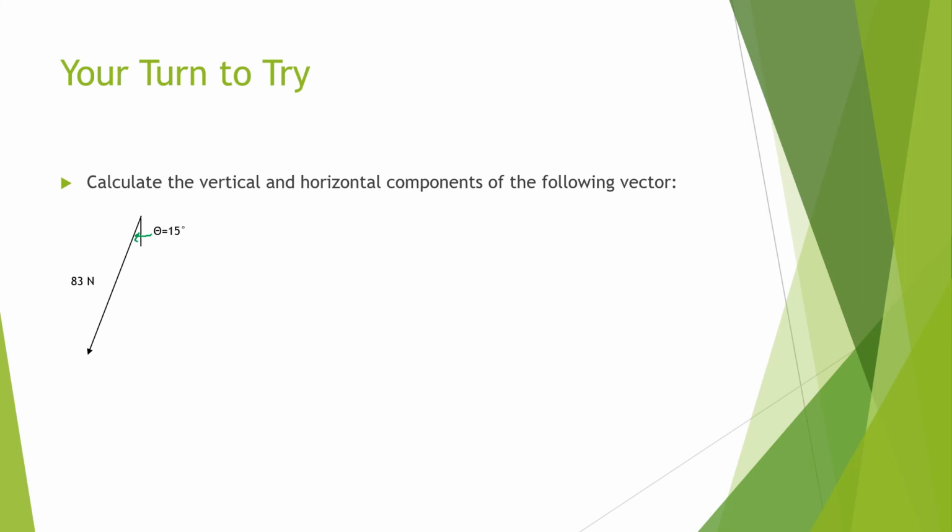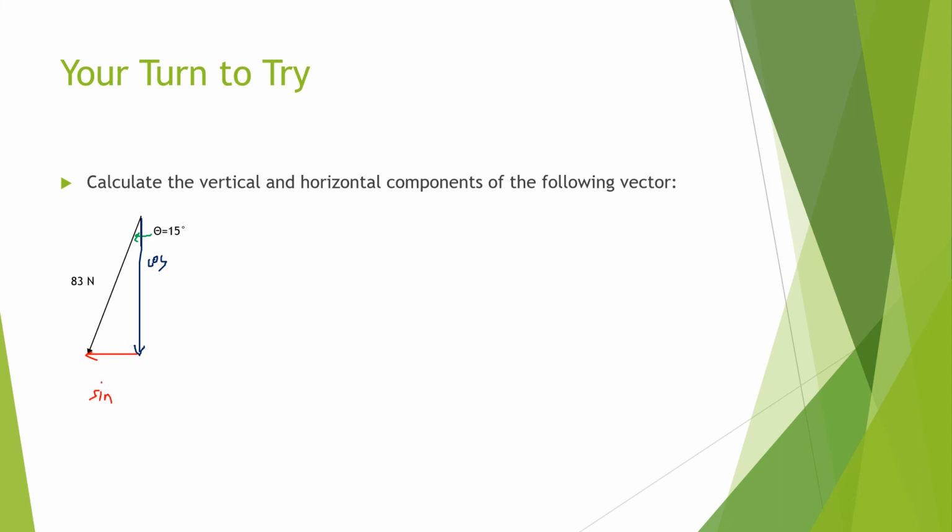Okay, how'd you do on this? First thing again, we want to draw our two components. My vertical component is this one right here, match that length. And my horizontal component is matching the length this way. And looking at it, this time my vertical component is adjacent, so it's going to be my cosine component. And my horizontal is opposite, so it's going to be my sine component.